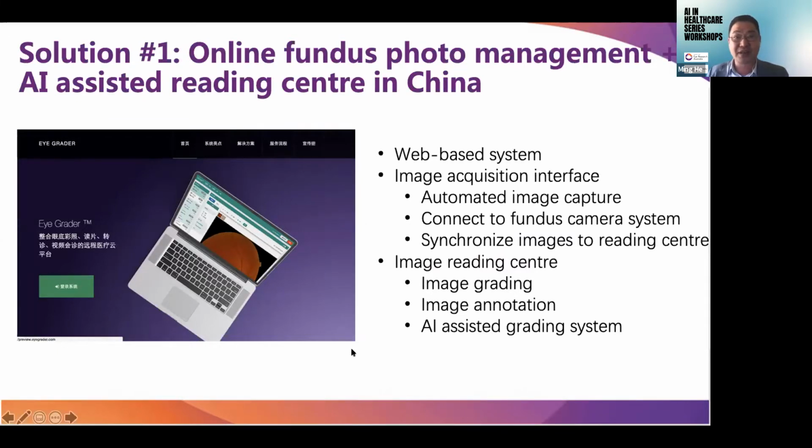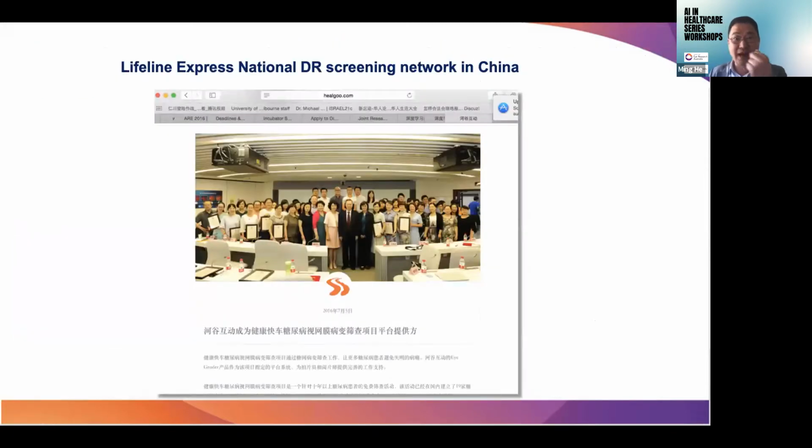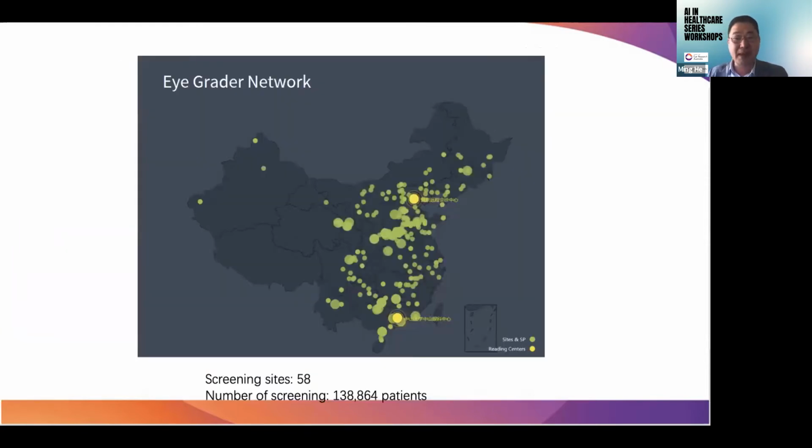First of all, we designed an online fundus image management system, and we call it the AI assisted reading center. I won't go into the detail, but I want to bring your attention to the fact that this product is being used by a nationwide DR screening network program in China. This program screens about 140,000 people annually all over China. This is the map of China, and they set up 2 reading centers, one in Beijing, another one in Guangzhou.